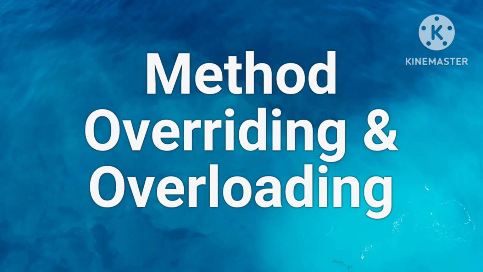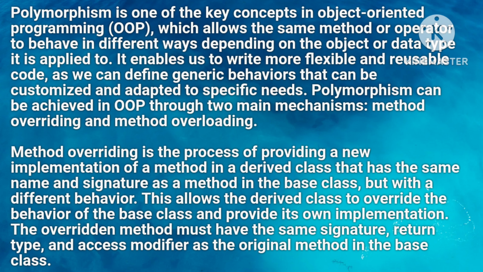Method overriding and overloading. Polymorphism is one of the key concepts in object-oriented programming, OOPM, which allows the same method or operator to behave in different ways depending on the object or data type it is applied to. It enables us to write more flexible and reusable code, as we can define generic behaviors that can be customized and adapted to specific needs.